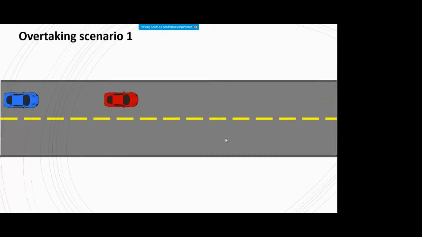For all the scenarios, we have taken the two-lane road with two-way traffic. So this is the two-lane road, first and second lane, and then we have taken the two-way traffic on it. In scenario one, you just have two vehicles. One is the slow moving, which is the red one, and another is the fast moving, which is the blue one.